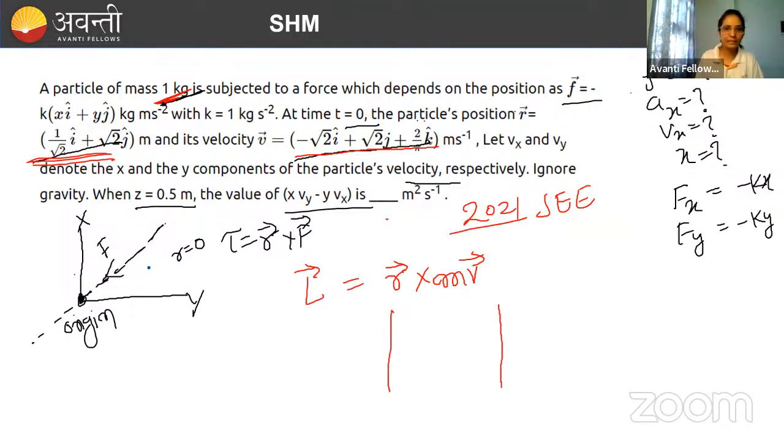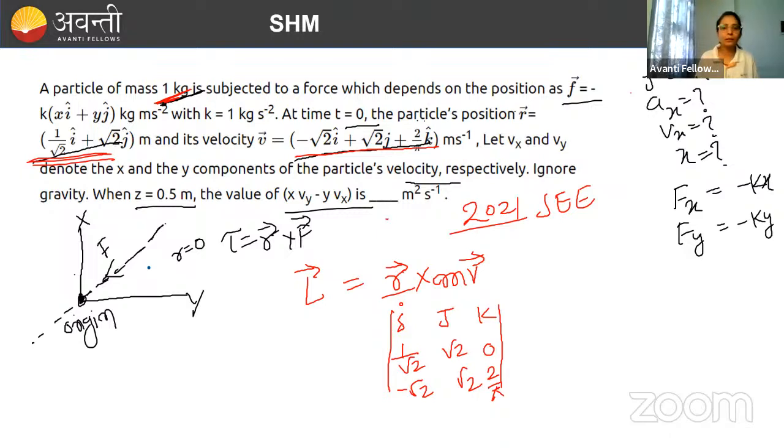Determinant ke form mein kar sakte hai na. So right here, I, J, K, R ka value aap pehle rakh do. R ka value kya hai? I is 1 by root 2. J value is root 2. K value is 0. Done. And what is the velocity? MV ka value, M is 1. So 1 into V, V only. For I cap, it is minus root 2. For J cap, it is root 2. For K cap, it is 2 by pi.